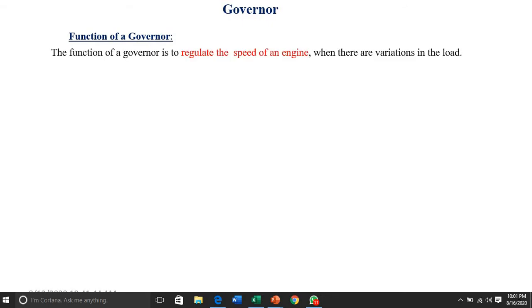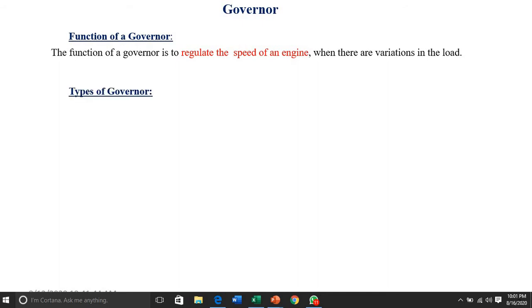First, we have to understand the following things. What is the governor and what is the function of the governor? The governor is a regulating mechanism. The function of the governor is to regulate the speed of the engine when there is variation in the load.